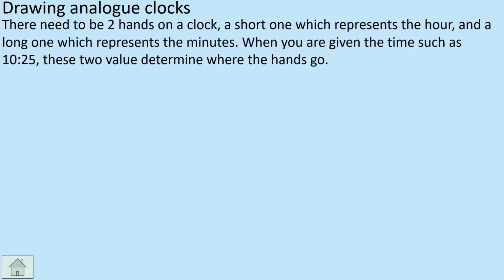All right, so we are going to look at drawing analog clocks. So there are 2 hands, we know that now. The short one represents the hour hand, and the long one represents the minute hand. And you're going to be given the time with technically 2 numbers. You've got the first bit, which is going to be the 10, which is the number of hours, and then you've got the minutes, which is the number of minutes after the hour position, so 10 o'clock. So this is 25 minutes past 10 o'clock, is how we would say it. And these 2 values determine, of course, where the hands go.